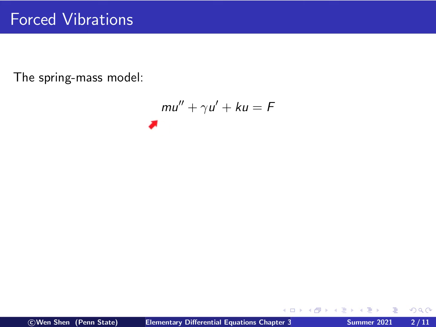Therefore, we consider an equation of this form: m u double prime plus gamma u prime plus k u equals F, where F is an external force which is non-zero. Okay, and m is the mass, gamma is the damping constant, and k is the spring constant.